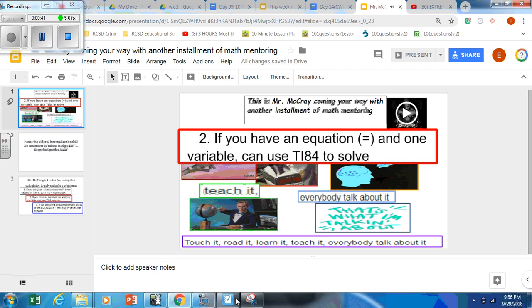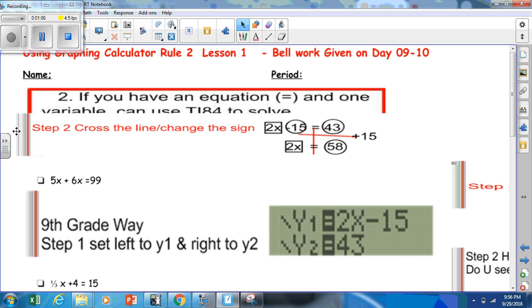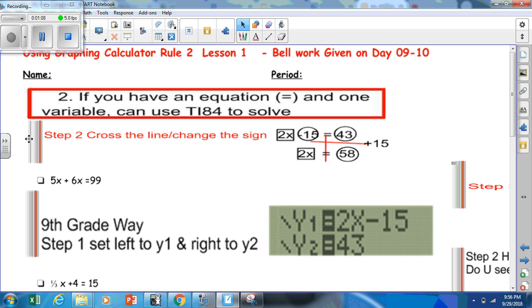Eighth grade, seventh grade standards and skills say that what we're going to do is use the box and circle method. Box your variables, circle your numbers. In step 2, we're going to cross the line and change the sign so that negative 15 becomes a positive 15. I now combine the 15 and the 43 and get 58, and solve for x by simply dividing by the number that's in front of the variable. We see our solution should be 29.